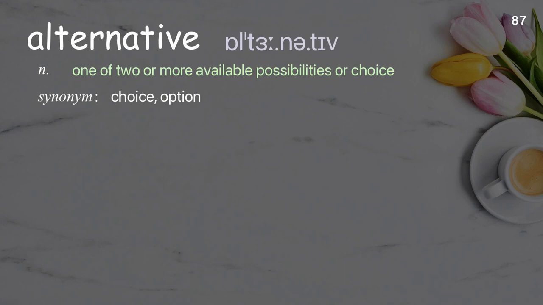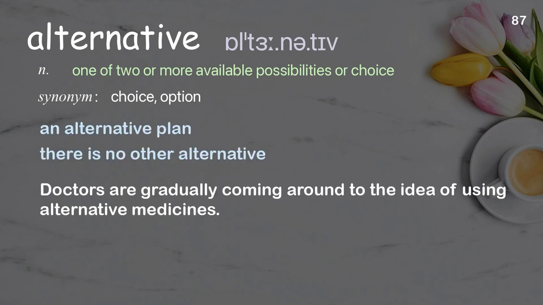Alternative. One of two or more available possibilities or choices. Examples: an alternative plan, There is no other alternative. Doctors are gradually coming around to the idea of using alternative medicines.